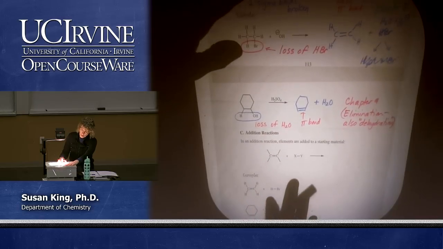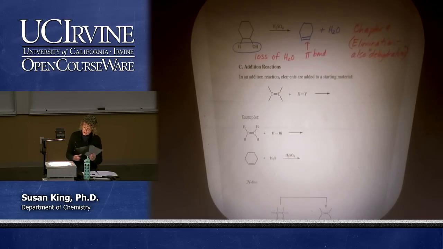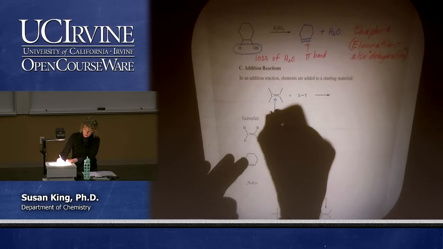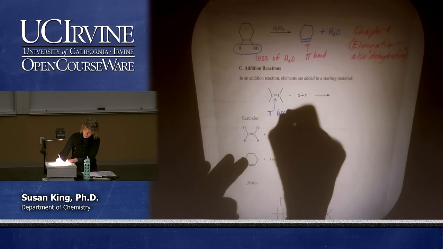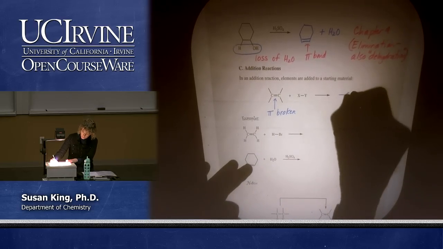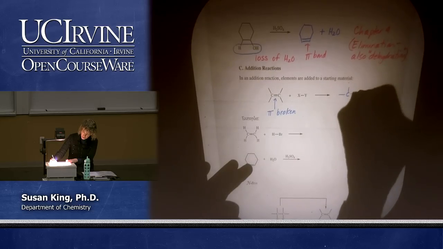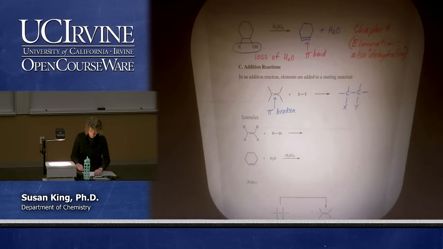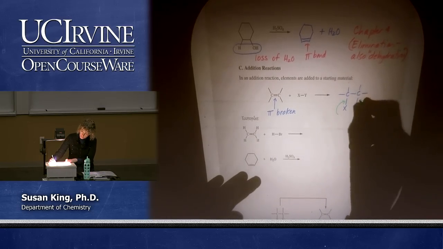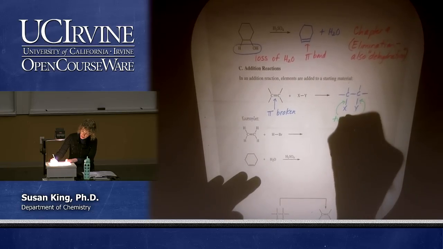All right, so a third reaction type is addition reactions, and in an addition reaction, elements add to a starting material. This is what happens here. Pi bond is broken. And we add the elements of X and Y across the double bond. So X goes on one side, Y goes on the other. Two new sigma bonds formed.